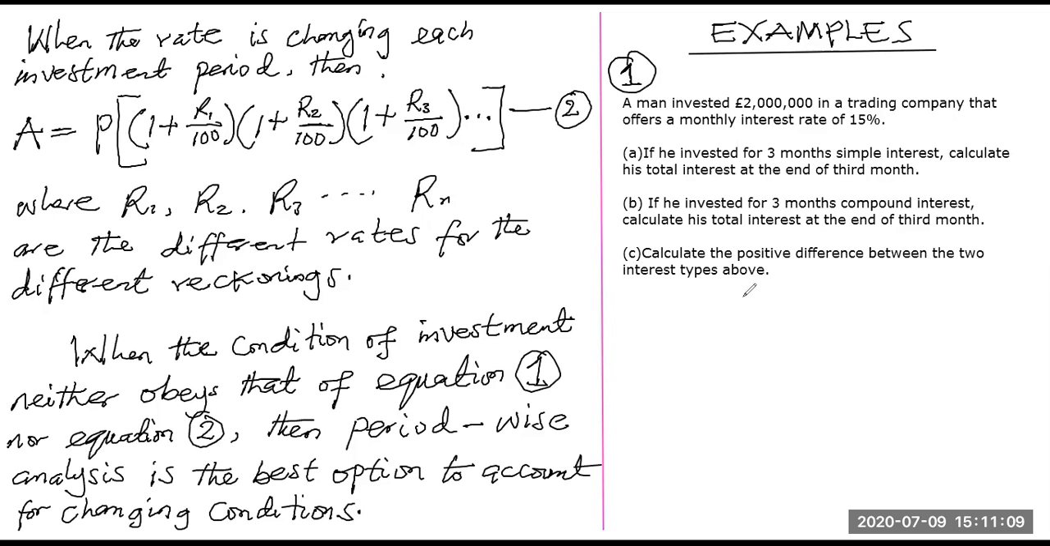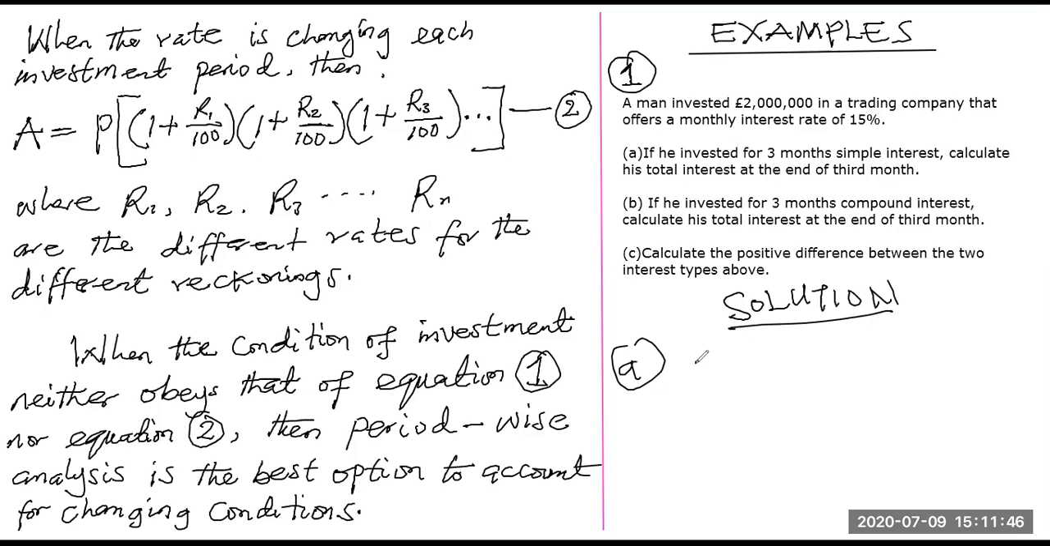Example 1. Let's look at this example solution. We are told that a man invested £2 million in a trading company that offers a monthly interest rate of 5%. The rate is a monthly interest. So question A: what are we asked to calculate? If invested for 3 months, the simple interest for 3 months.